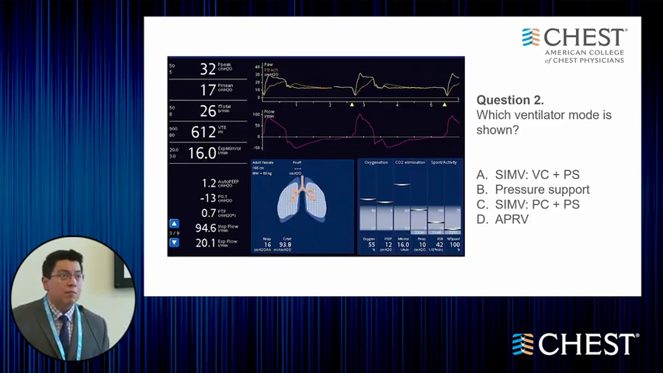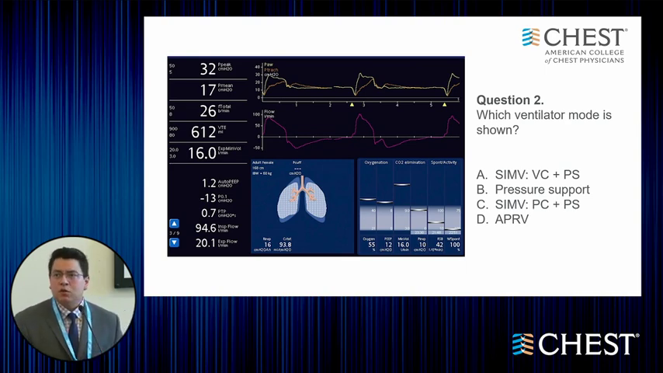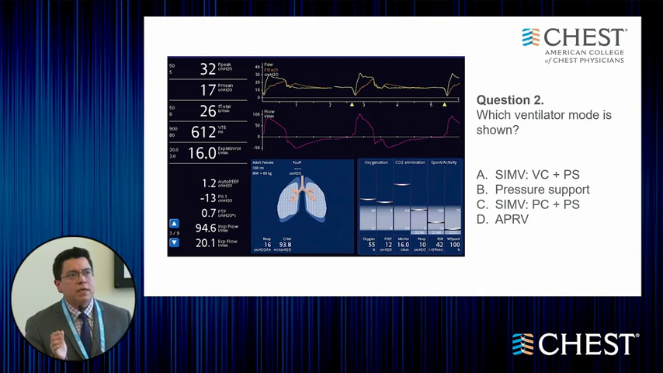All right, question number 2. Which ventilator mode is shown here? A, SIMV, or synchronized intermittent mandatory ventilation, where the mandatory breaths are under volume control; B, pure pressure support ventilation; C, SIMV, where the mandatory breaths are under pressure control; or D, an APRV mode.